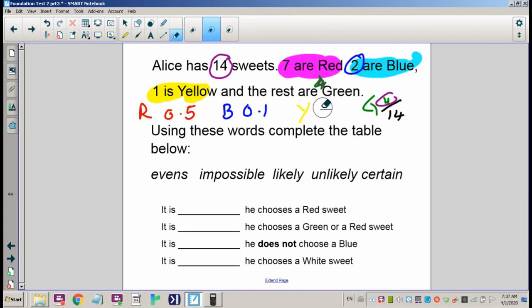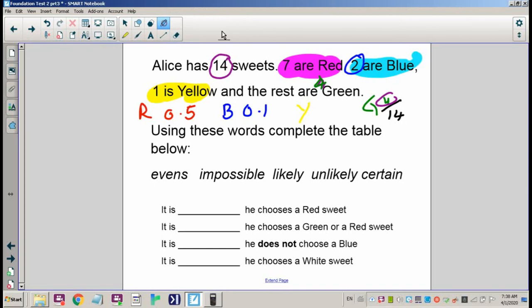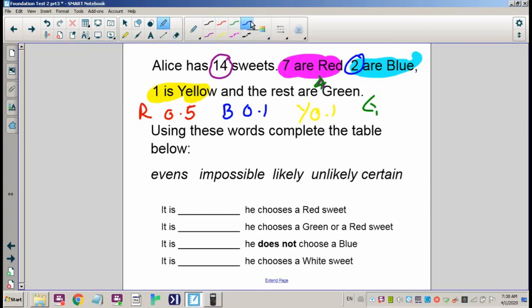What about the probability of yellow? It was 1 over 14, wasn't it? And that becomes 0. Well, what's that to 1 decimal place? Well, it's 0.1 again. And the last one, 4 out of 14. Let's do that. 4 out of 14 equals 0. We'll call that 0.3. It's closer to 0.3 than 0.2, isn't it?